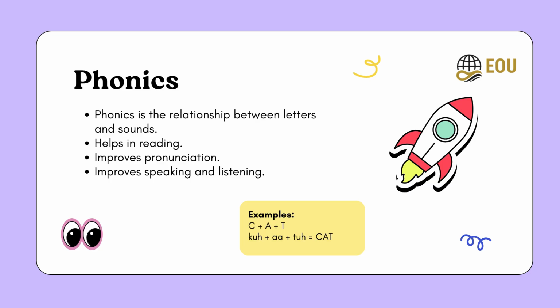Next topic is phonics. Phonics is the relationship between letters and sounds. Phonics helps in reading, pronunciation, speaking, and listening. For example, C plus A plus T becomes cat. When we combine sounds together, we can read words more easily. Phonics is one of the best ways to improve English speaking.